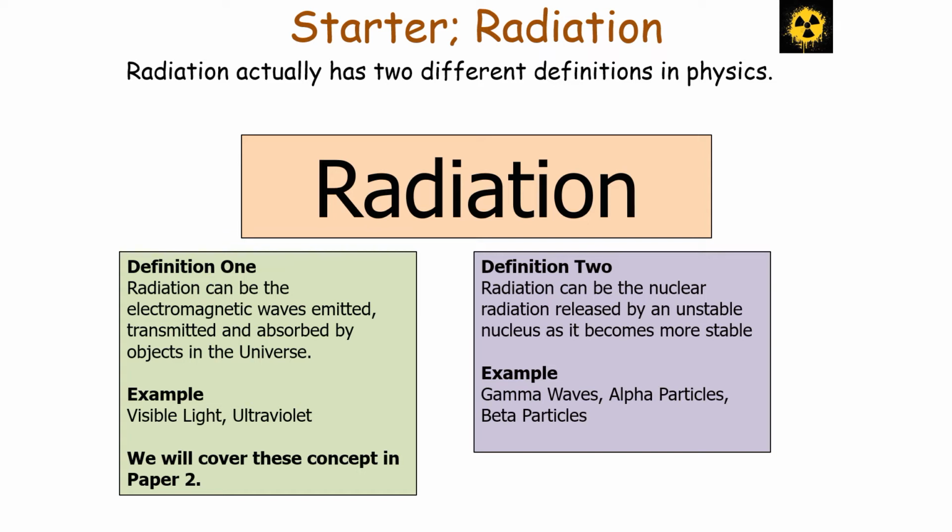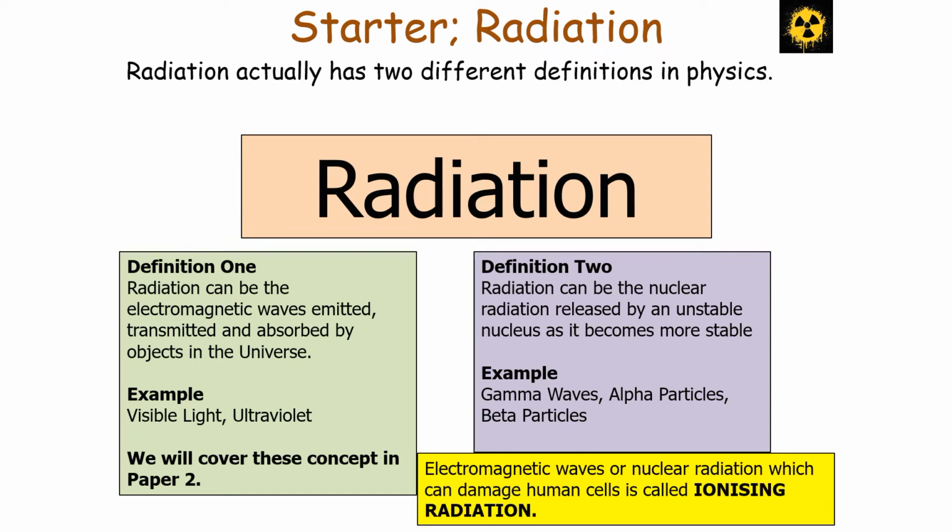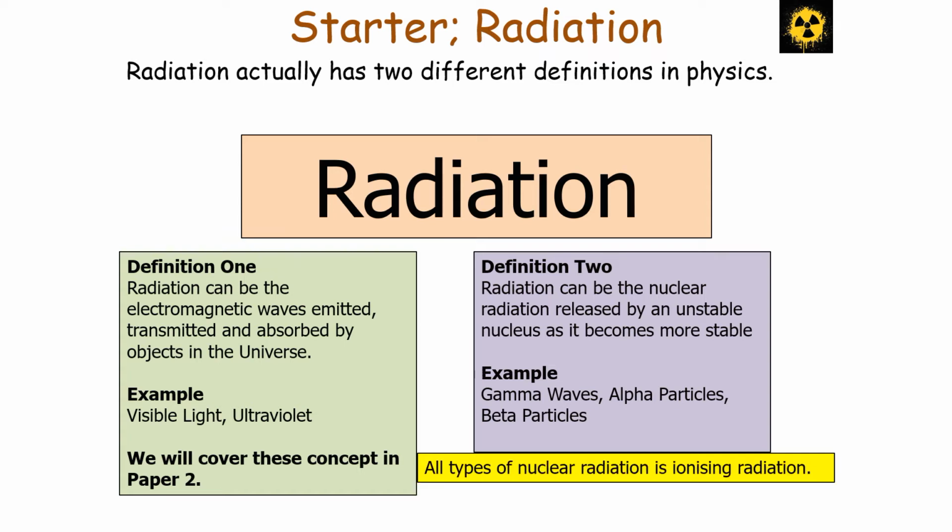But the second definition is that radiation can be the nuclear radiation released by an unstable nucleus as it becomes more stable, such as gamma, alpha and beta. Now, gamma waves can be classified as both electromagnetic radiation, definition 1, and nuclear radiation, definition 2. Now, electromagnetic waves or nuclear radiation which can damage human cells is called ionizing radiation. So certain types of high frequency electromagnetic waves can be ionizing, such as X-rays and ultraviolet radiation, but all types of nuclear radiation is ionizing radiation.